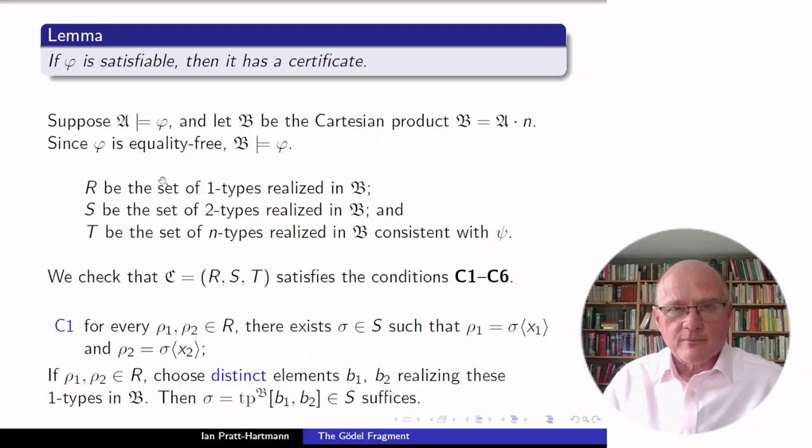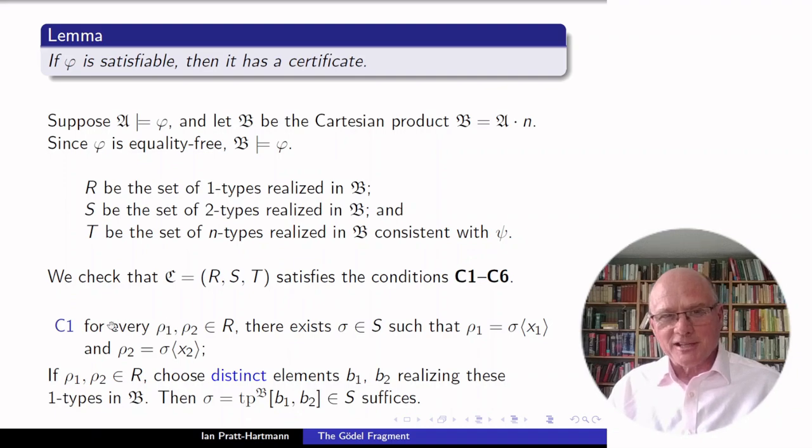I'm not going to go through them all because that will take a long time. Let's just go through a few of them. So here's C1. Condition C1 says that for every pair of 1-types, rho 1 and rho 2 in R, there exists a 2-type sigma in S, such that rho 1 is the behaviour of the first variable in sigma, and rho 2 the behaviour of the second variable in sigma.